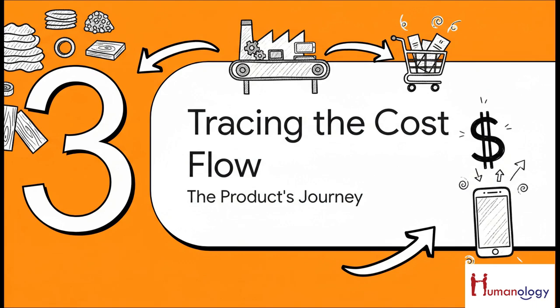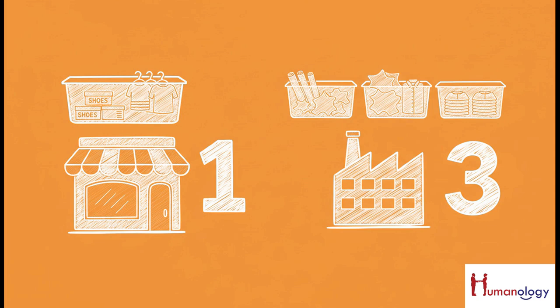Okay, so we have our ingredients: materials, labor, and overhead. Now let's see how they all come together. We're going to follow the financial journey of a product as it goes from just a pile of raw materials to a finished item ready to sell. Now here is another huge difference from a regular shop.